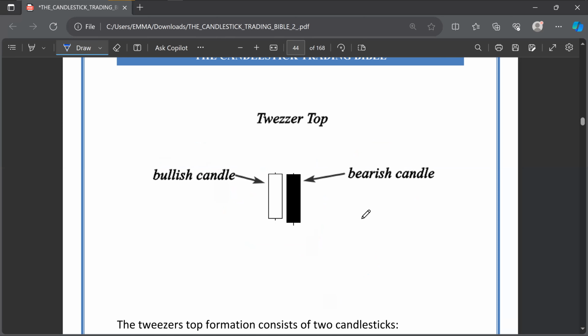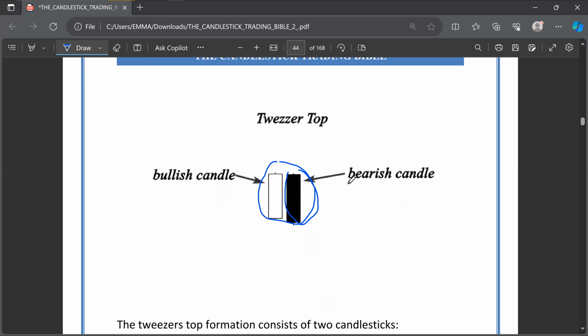The Tweezers top is just the opposite of that. Like I said, the heights are almost the same, right? Usually they are of the same height. Now, the Tweezers top is the bearish version of the bullish one, right? So if it is bearish, this one comes second, hence the name Tweezers top. They are bearish of that sort.